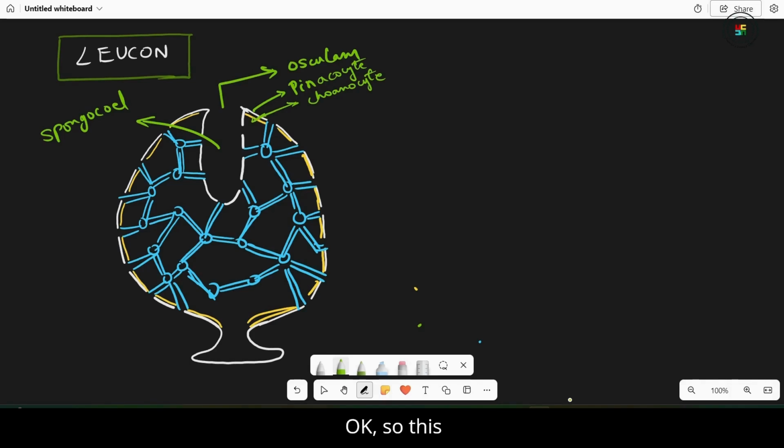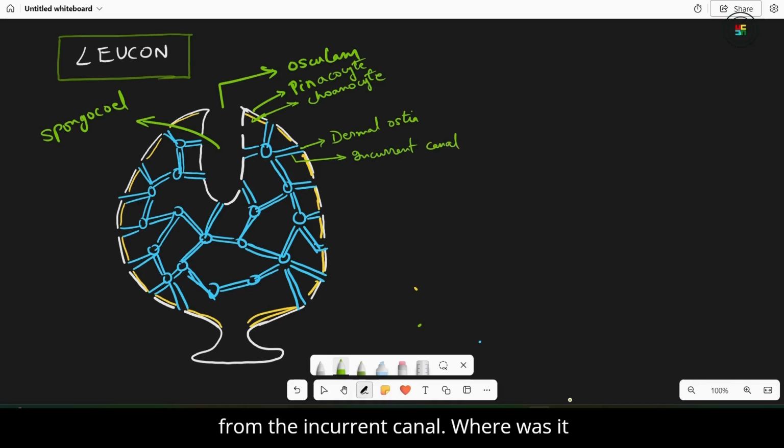Okay, so first of all we have the dermal ostia here. After the dermal ostia, this is the incurrent canal. What was there in the Sycon type? Water from the incurrent canal, where was it going to? To the radial canal. Through what? Through the prosopyle.